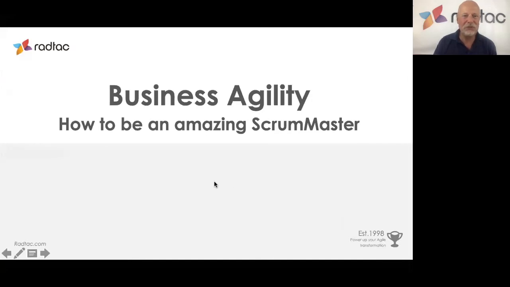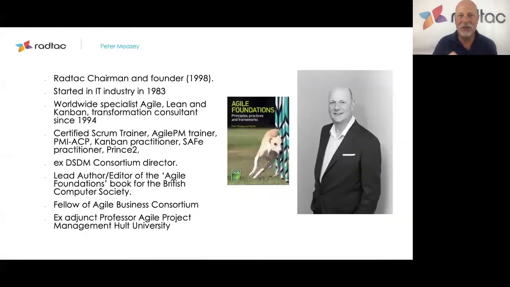So yeah, business agility. This is webinar 10, as I've said. You can see all the previous 9 webinars on YouTube. Just go onto the RadTech YouTube channel and you'll see the previous 9 webinars where we talked about what business agility is. The last 2 webinars were about innovation and creativity, and visual thinking and visual communication, things that are absolutely the core of business agility. This one's about how to be an amazing Scrum Master. So let's have a look at that.